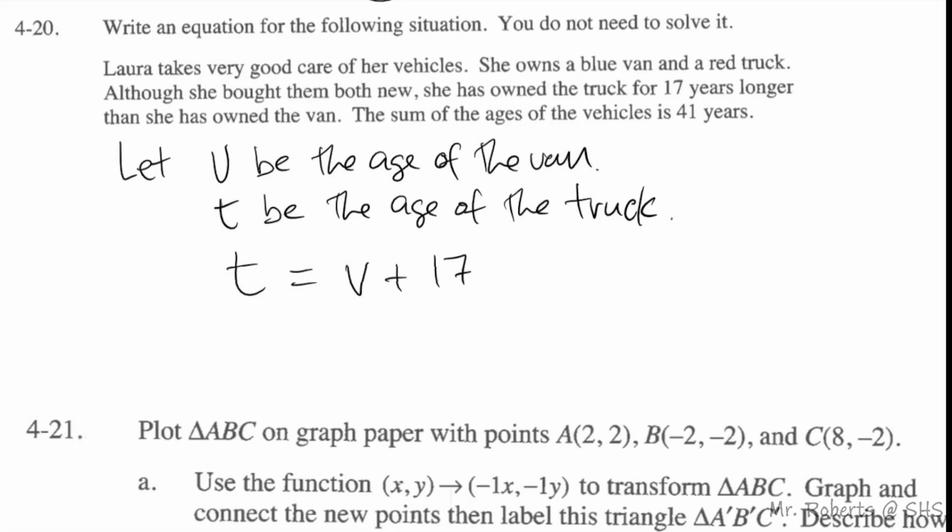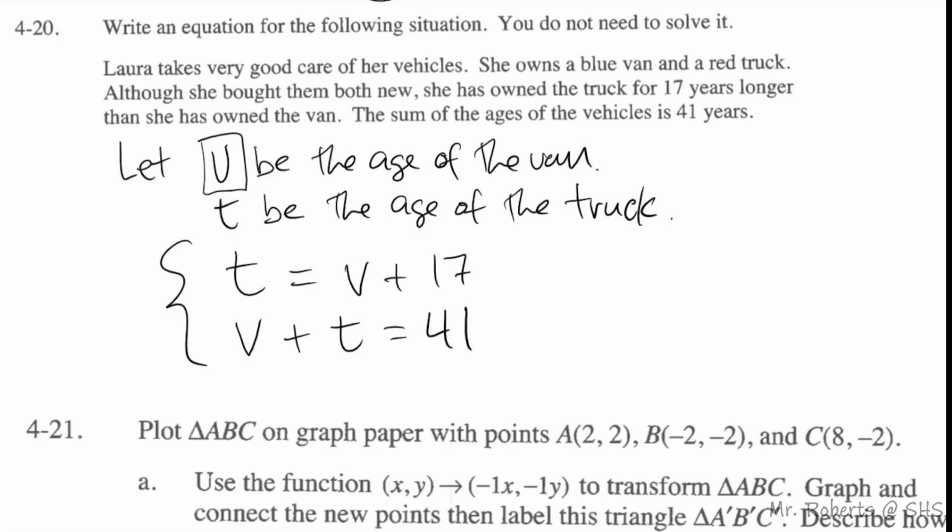Let me read that again. She has owned the truck for 17 years longer than she has owned the van. So if the age of the van is V, the age of the truck would be 17 more than that. And then the other thing it says is that the sum of the ages of the vehicles is 41 years. So if I take the age of the van plus the age of the truck, I get that the vehicles' ages together is 41 years.